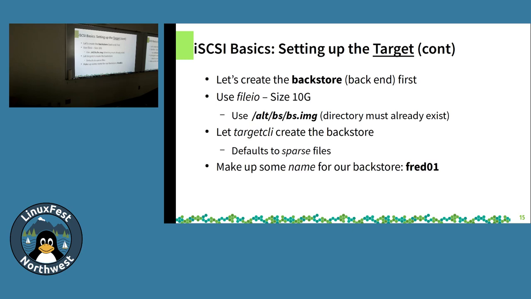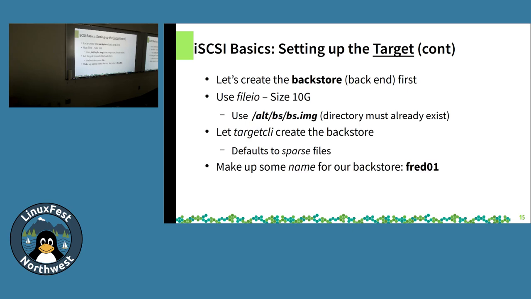We're going to create the backstory, and I decided to put it in a file because that's easier to do. I don't have a whole partition on my system, so I'm just going to put it in a file. And I have room for a 10 gigabyte file. And so I'm going to let targetcli create it for me because it can create a sparse file. And I have to look up how to do that.